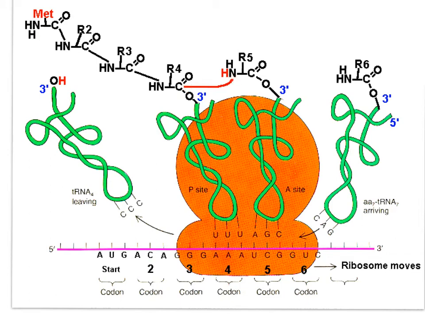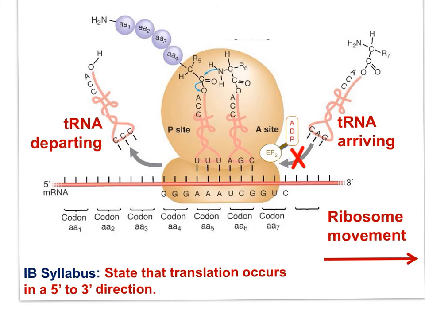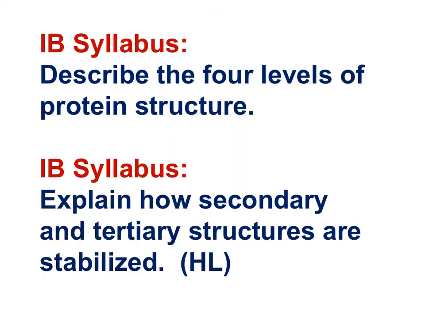this amino acid. Here's another diagram of translation showing the specificity of the peptide bond formation between the carboxyl group of this amino acid and the nitrogen of the amino group of this amino acid. This tRNA cannot yet arrive to the A site because the ribosome has not yet translocated in the 5 to 3 direction. Here are two IB syllabus statements that should refresh your memory from our earlier study of proteins.